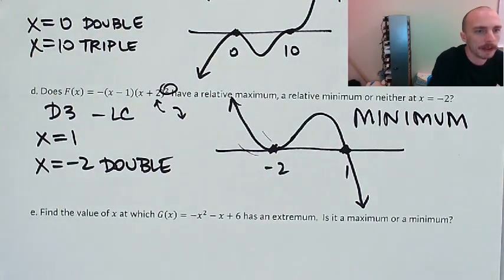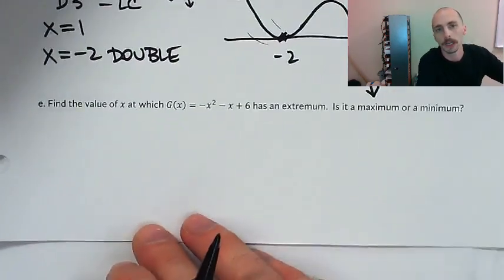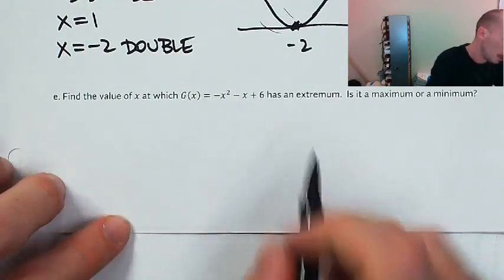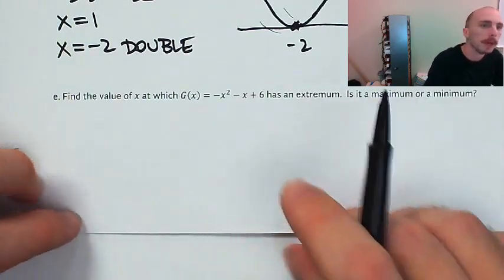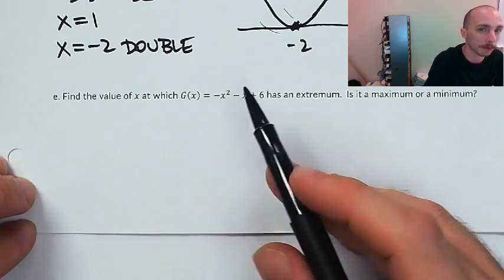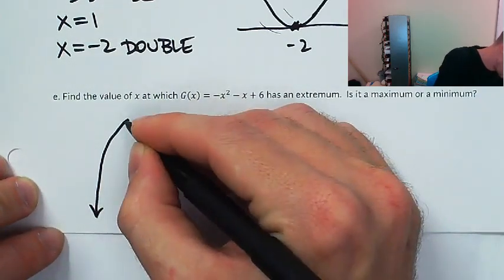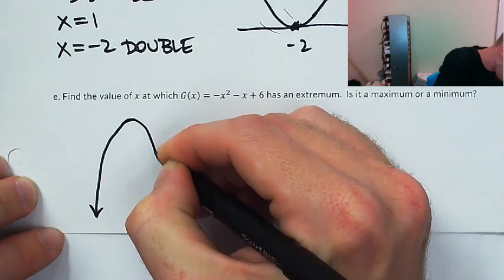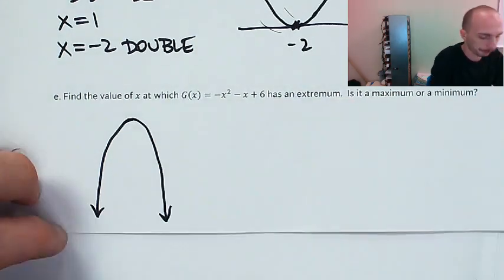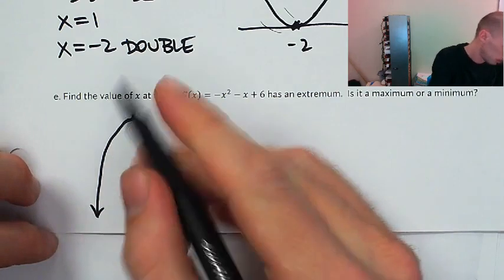Okay. Find the value of x at which g of x equals negative x squared minus x plus 6 has an extremum. Is it a maximum or a minimum? I know I've used this word out loud in class, but I don't know that I've written it on any of the documents you've seen. An extremum is a maximum or a minimum. Okay, this is a second-degree polynomial, which means its graph is a parabola. It's got a negative leading coefficient, so we know what this graph is going to look like, right? It looks like that. And so it's a maximum.